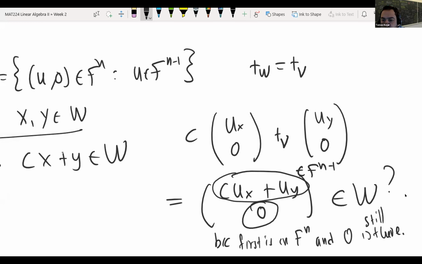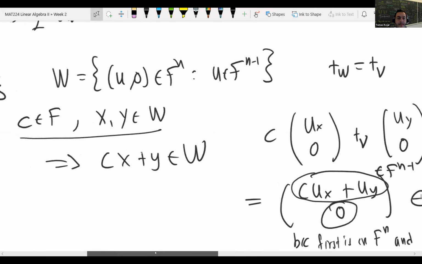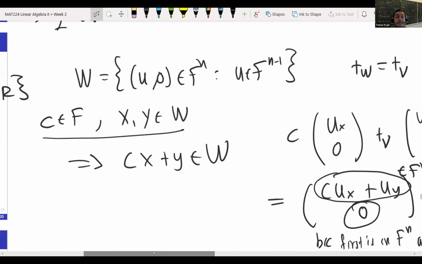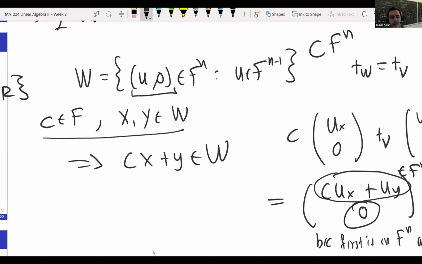Then do we first have to prove that W is a subset of Fn plus 1, or can we just take it for granted, since it looks like a subset? How rigorous do we have to be? So let's see. From here, you immediately have that this is a subset of Fn. You don't have to do it, because when you write it in this form, you immediately have it to be in Fn.